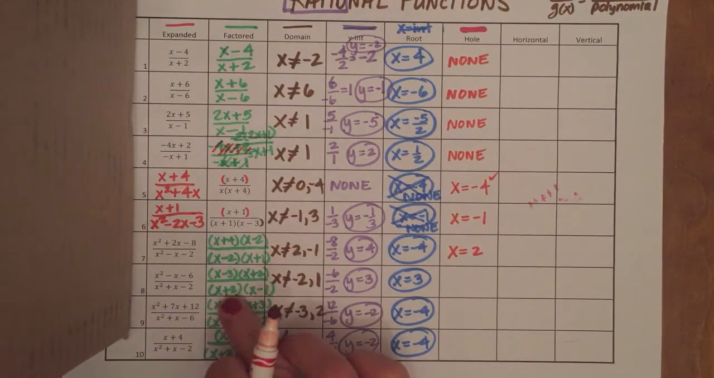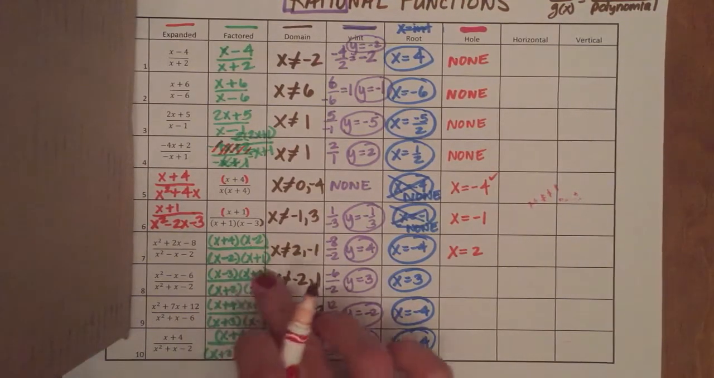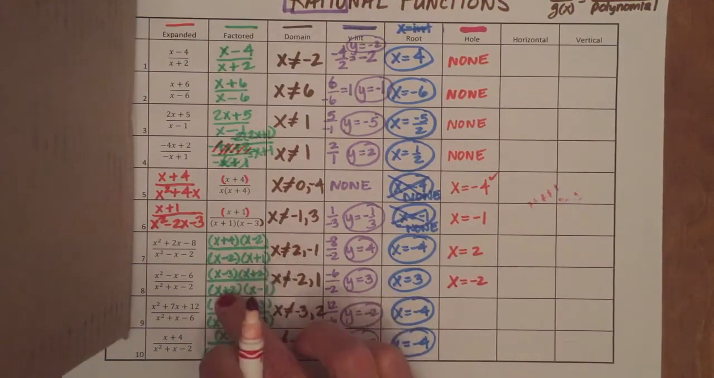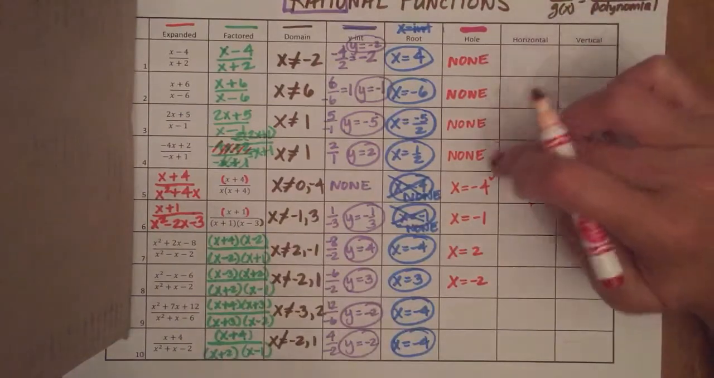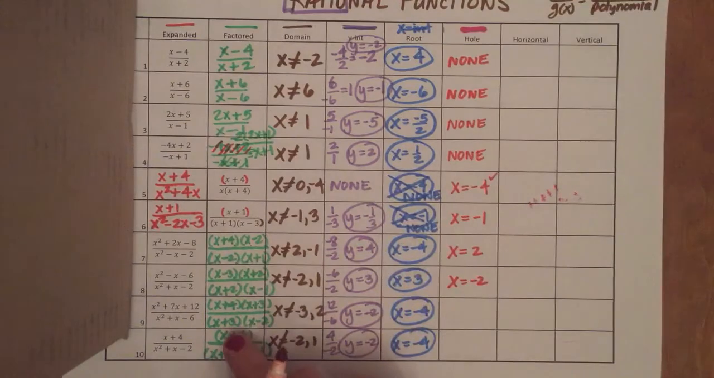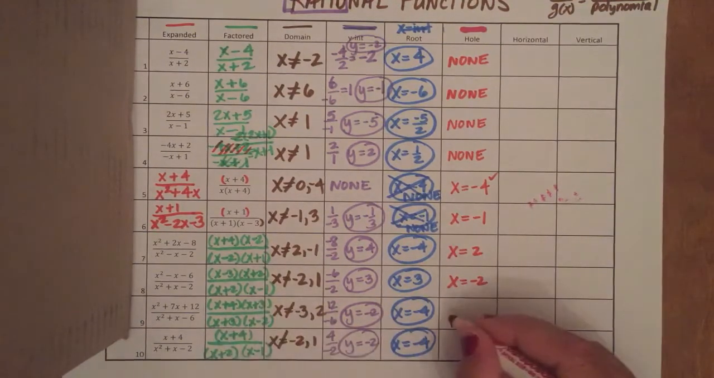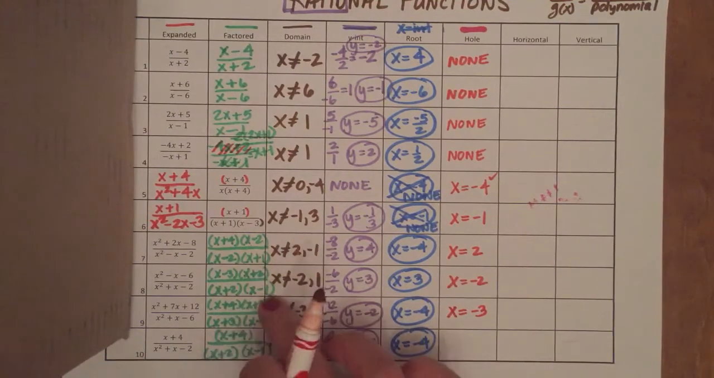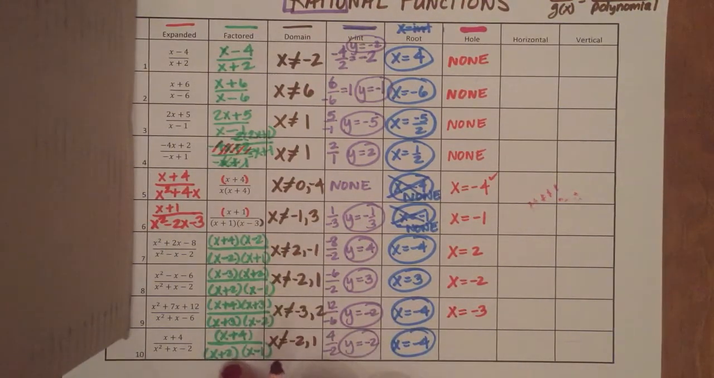For number 8, I have x plus 2 and x plus 2. So that means that my hole is at negative 2. Again, it's only if you have the repeating factor. Up here, we didn't have any holes because we didn't have any repeating factors. Okay? All right. Down here we have x plus 3 and x plus 3. So our hole is going to be at negative 3. And down here, there are not any holes because I don't have any repeating factors. So again, that is how you find the holes in a rational function.